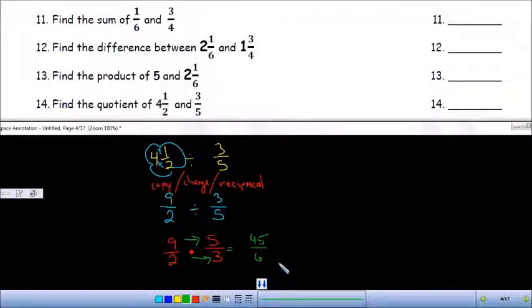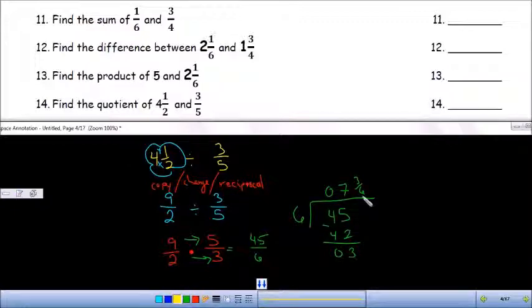Now, can I simplify this? Well, I don't know, but I do know that this is an improper fraction, so I know I have to at least divide that 45, not 46, 45 by 6. 6 cannot go into 4, so there's my 0, but 6 goes into 45 7 times. 7 times 6 is 42, and when I subtract, I get 3 remaining. So my answer is 7 and 3/6.